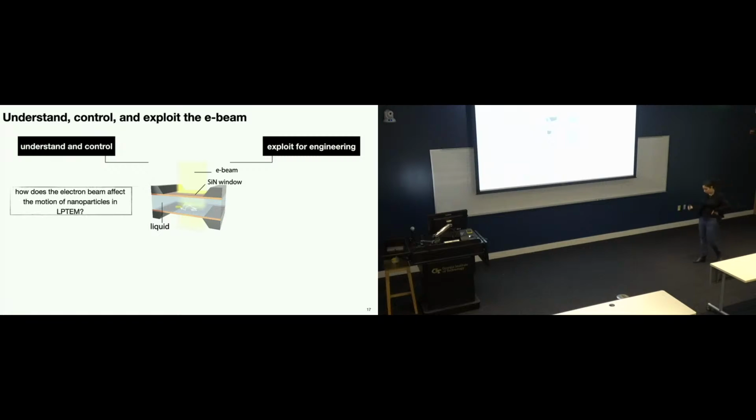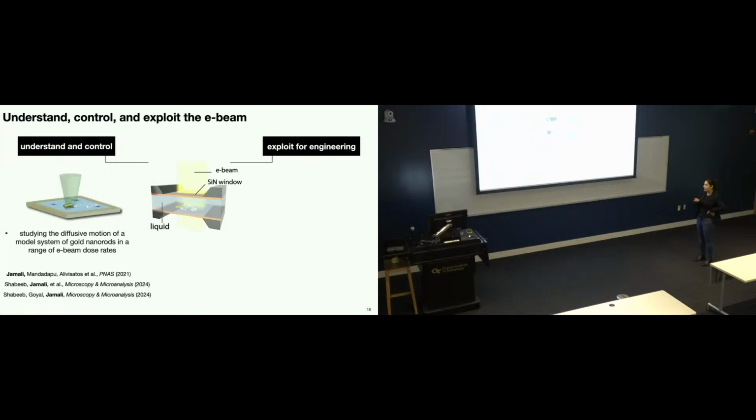So what I'm going to mainly talk about today is answering this question: how does the electron beam affect the dynamics of nanoparticles, in particular the motion of nanoparticles in liquid phase TEM? To answer this, I'm going to talk about our work that I started in my postdoc, looking at the motion of single gold nanoparticles that are about 60 nanometers long and 20 nanometers in diameter in aqueous solutions, and exploring the effect of dose rate on the motion of nanoparticles. This is a direction that we've continued in my group since I joined here at Georgia Tech.